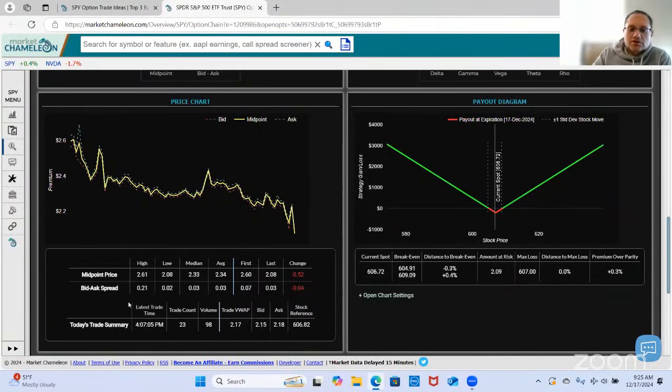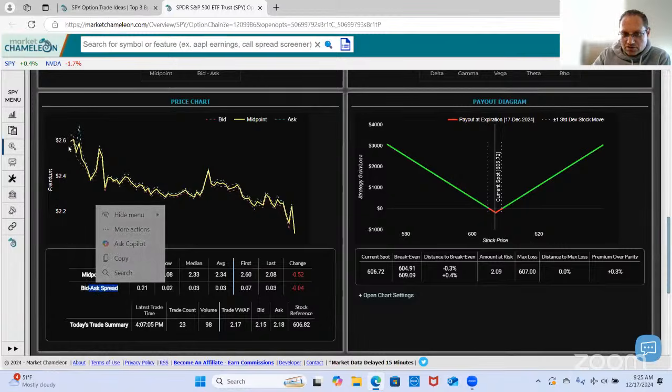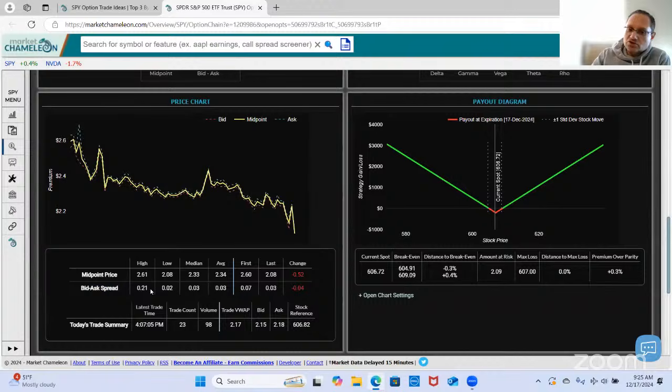So here, this is the bid-ask spread, the difference between the NBBO bid, NBBO offer, and the spread. So the highest was 21 cents. The lowest was 2 cents. The median is 3 cents. Average is 3 cents. It started out 7 cents wide, ended 3 cents wide.